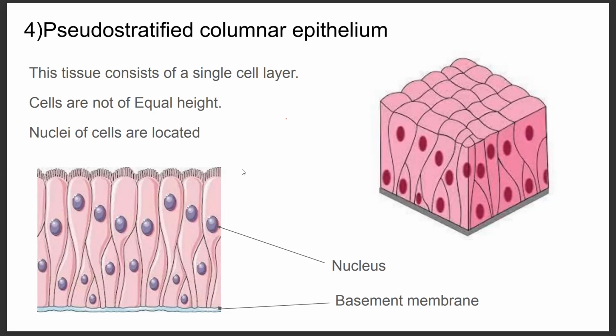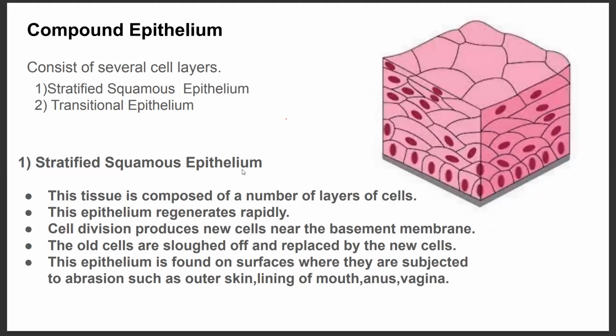So we learned about 4 types of simple epithelia: simple squamous, simple cuboidal, simple columnar, and pseudostratified columnar epithelium. Now the next one is compound epithelia. Compound epithelia means there are several cell layers on the basement membrane, right? They have given 2 examples: stratified squamous epithelium and transitional epithelium. In the resource book, we have to learn only about stratified squamous epithelium. So what is the first feature? There are several cell layers on the basement membrane.